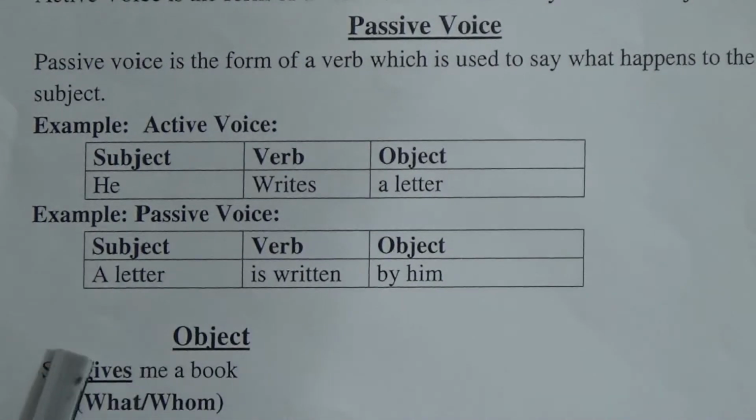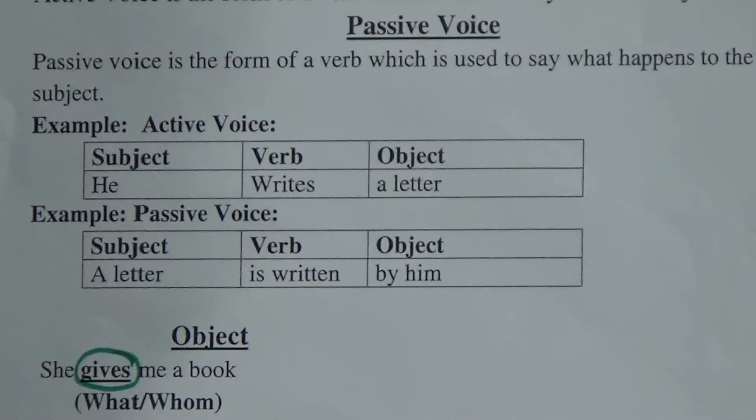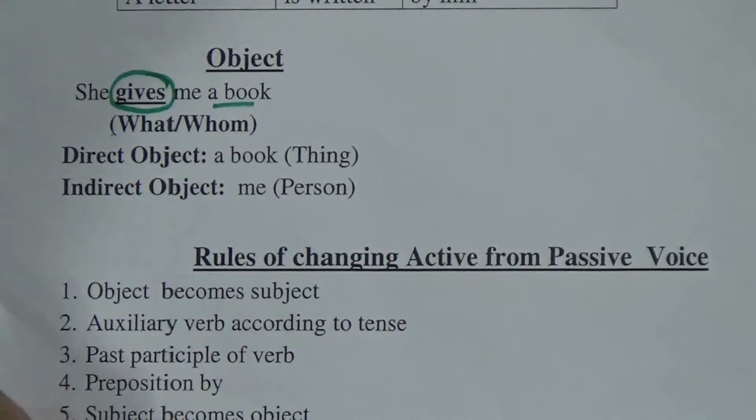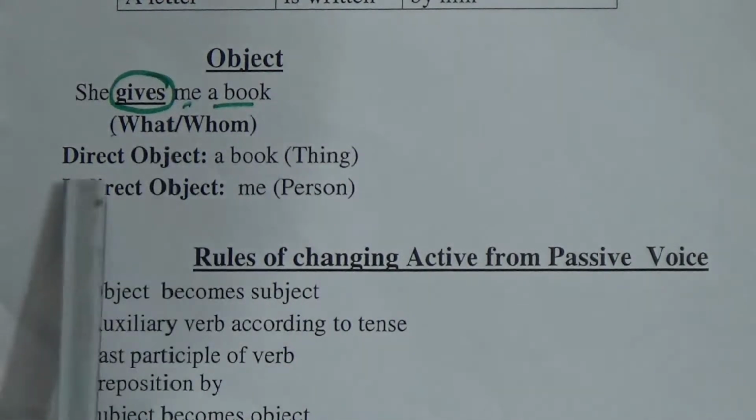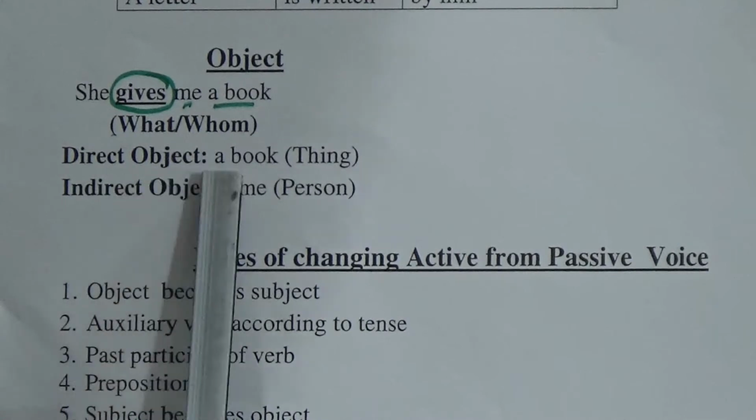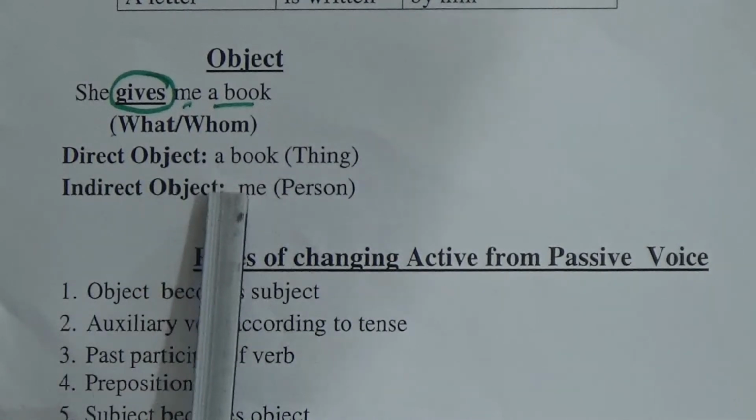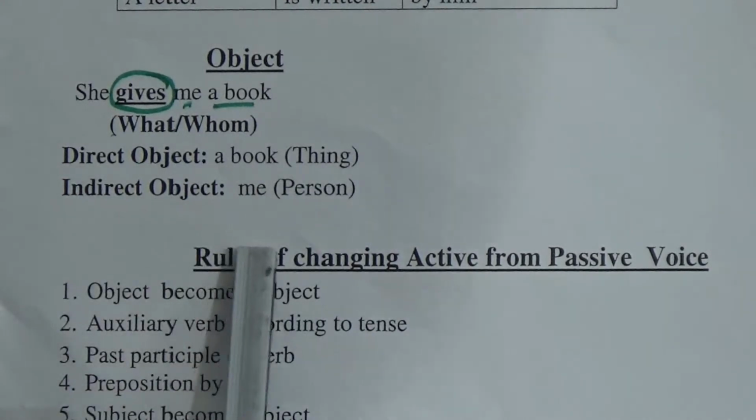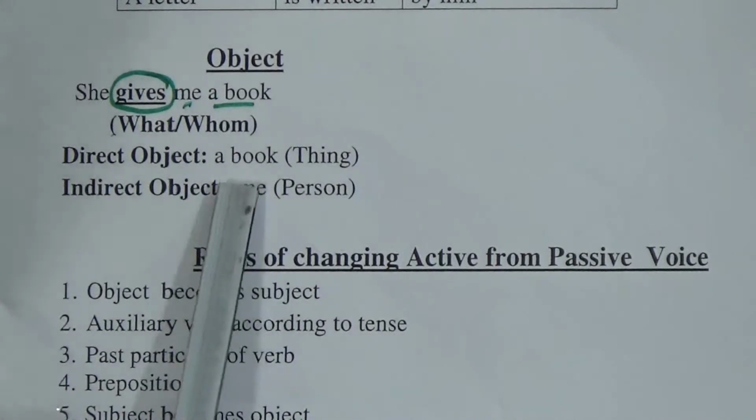Object. What is an object? How will we find an object in a sentence? So, she gives me a book. In this sentence, if we ask the verb gives what and whom, what does she give? A book. A book is an object. Whom does she give? Me. So me is an object. Okay. So there are two types of object, direct object and indirect object. In this sentence, a book is a direct object, and a direct object always will be a thing, non-human things, and an indirect object always will be like a person. In this sentence, me is the indirect object.